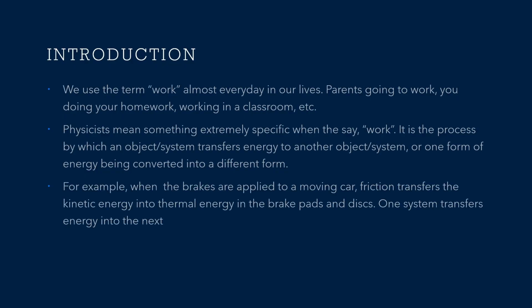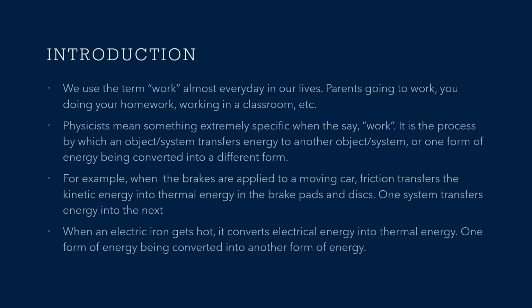For example, when the brakes are applied to a moving car, friction transfers the kinetic energy into thermal energy in the brake pads and discs. One system transfers energy into the next. This is the first case. And the second case, when an electric iron gets hot, it converts the electrical energy into thermal energy. One form of energy is being converted into another form of energy. First, it was electrical energy, and then after it was processed by the iron, it was thermal energy. That's simple.